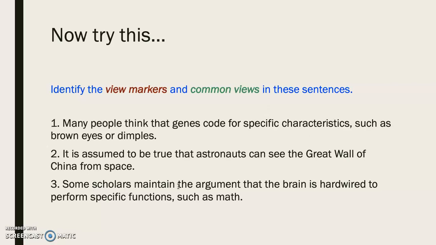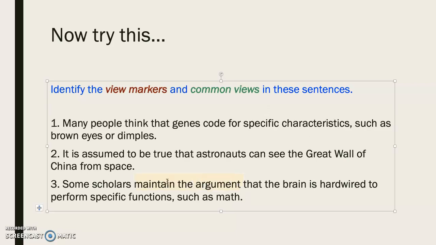Some scholars maintain the argument that the brain is hardwired to perform specific functions, such as math. What is the view marker? Here, it's maintain the argument. It's kind of like saying they believe or they argue. It's just another way of saying it. Maintain is kind of like keep. They keep the argument. So maintain the argument would be the view marker.